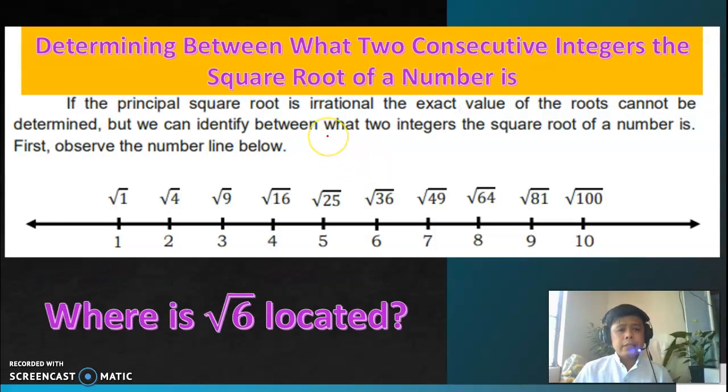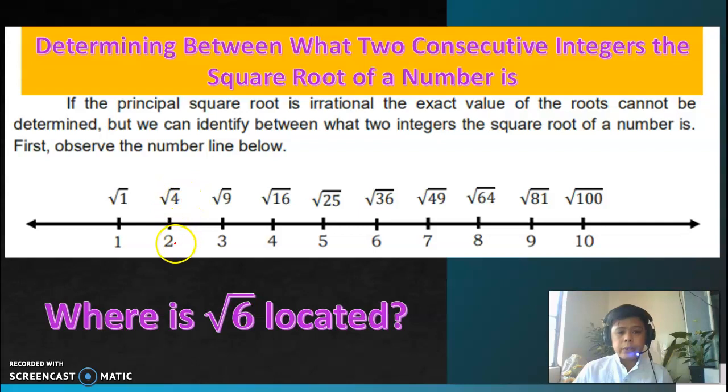Next, let us determine between what two consecutive integers the square root of a number is. If the principal square root is irrational, the exact value of the roots cannot be determined, but we can identify between what two integers the square root of a number is. First, observe the number line below. So, ito ay isang number line. Kung papansin nyo, ang square root of 1, ang katumbas na dito ay yung 1. 1 times 1 is 1. Principal square root to ha.